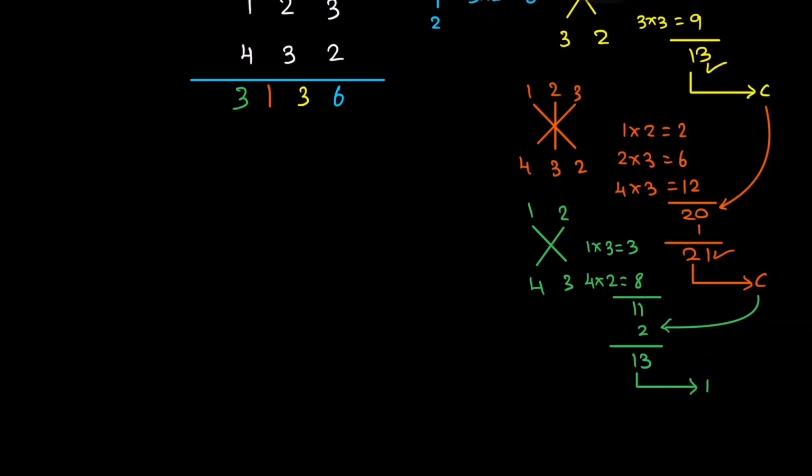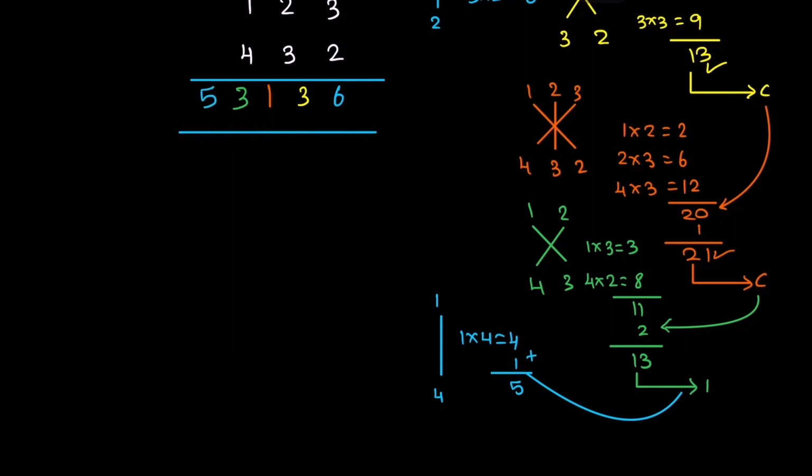Then the last step, it's a straight. So 1 and 4. 1 times 4 is 4. And we need to add the carry, so it's a 1. So 4 plus 1 is 5. The final answer is 53136.